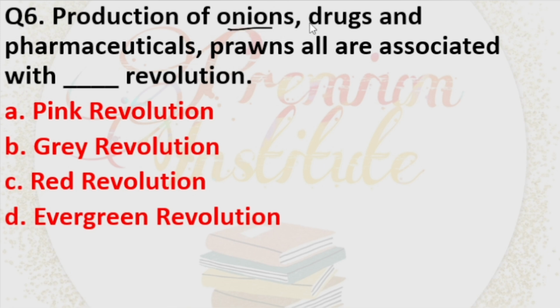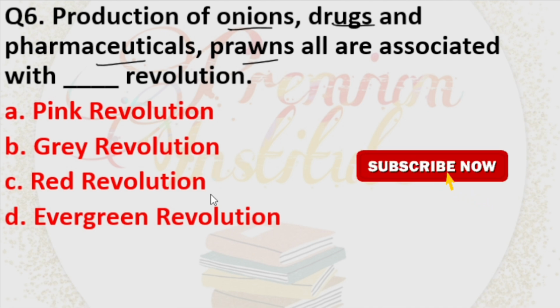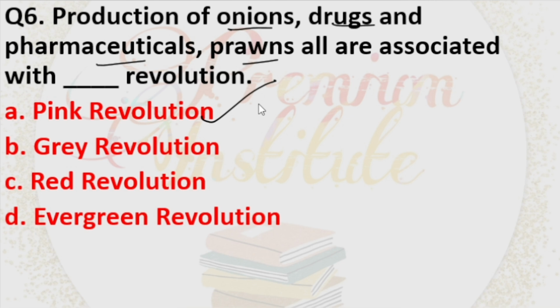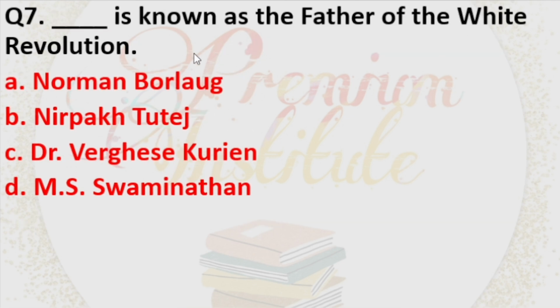6. Production of onions, drugs and pharmaceuticals, prawns, all are associated with which revolution? A. Pink Revolution, B. Grey Revolution, C. Red Revolution, D. Evergreen Revolution. Answer: A. Pink Revolution.